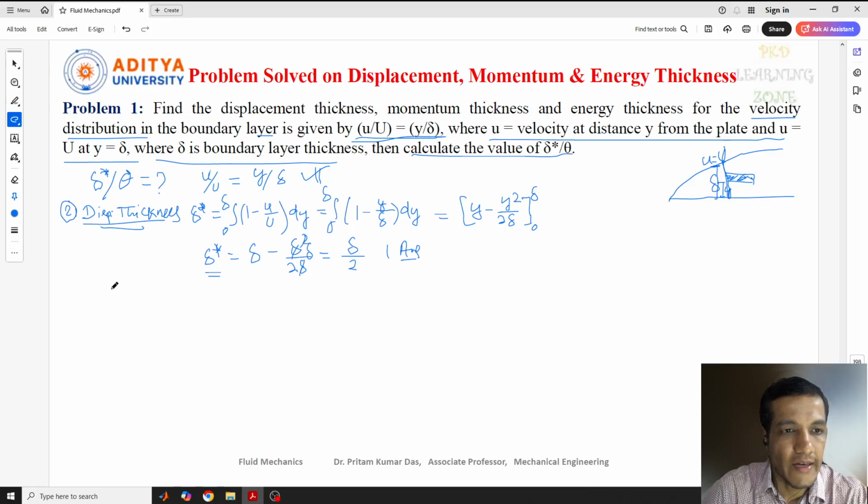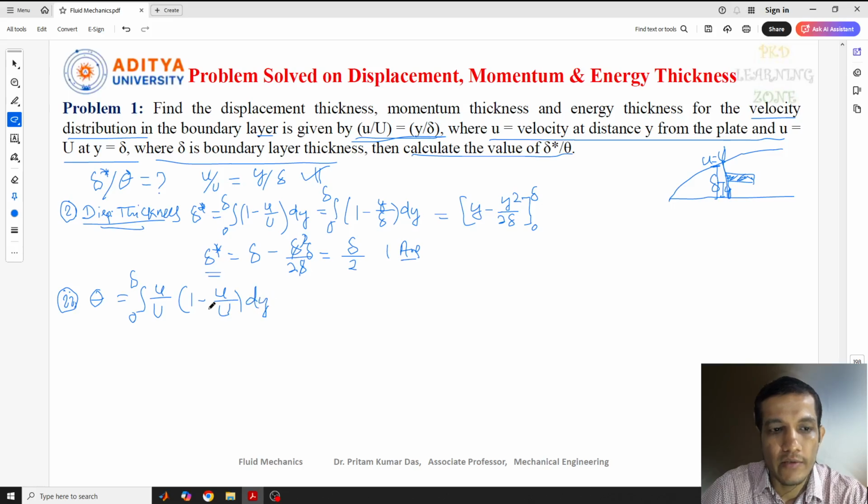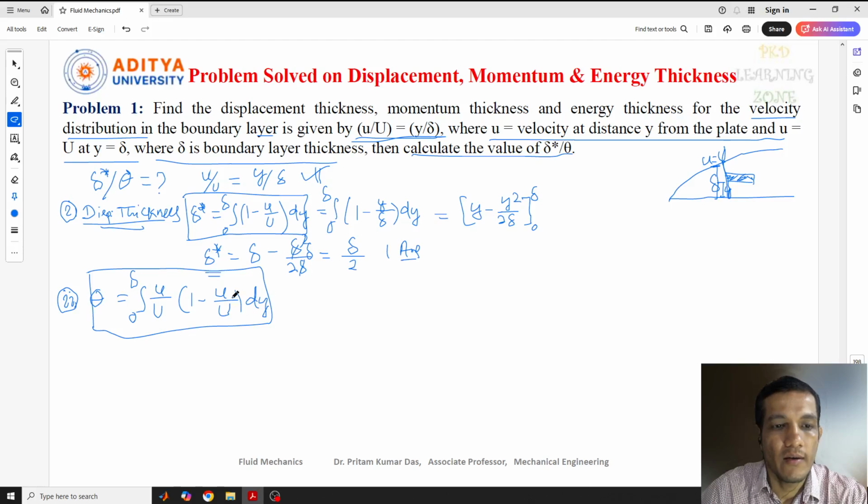Next, what is the momentum thickness? We know that theta equals the integral from 0 to delta of small u by capital U times (1 minus u by capital U) dy. This was the equation for momentum thickness, and these are the equations we have already derived previously. For energy thickness, just u square and capital U square will be added there.